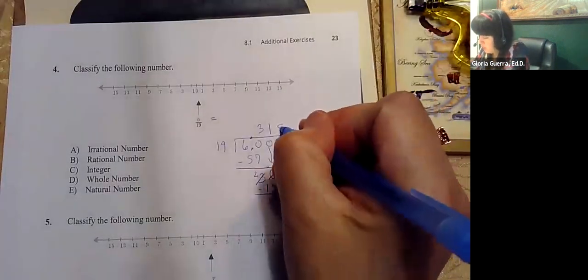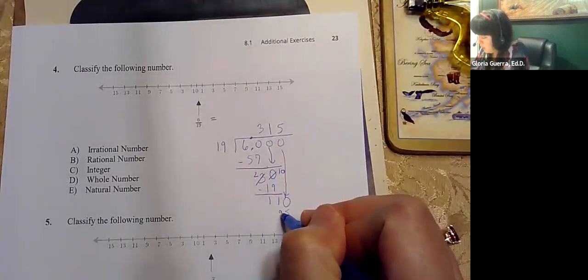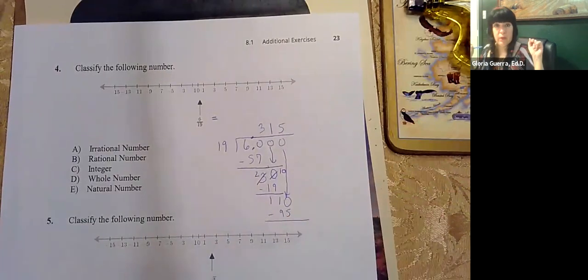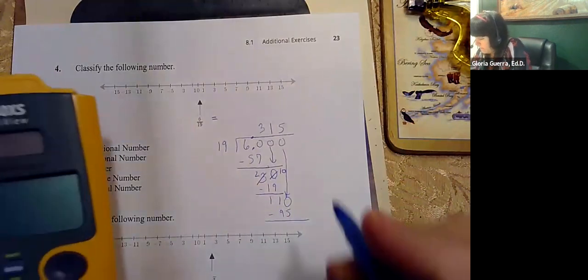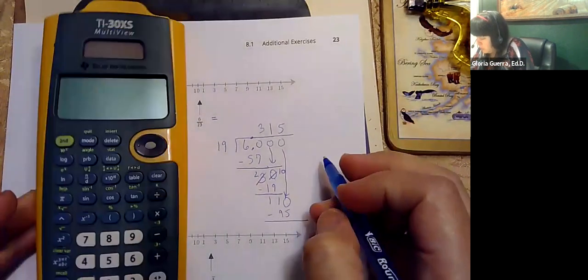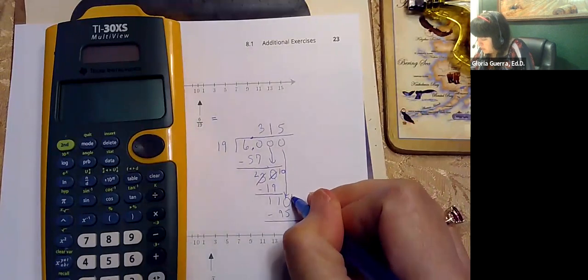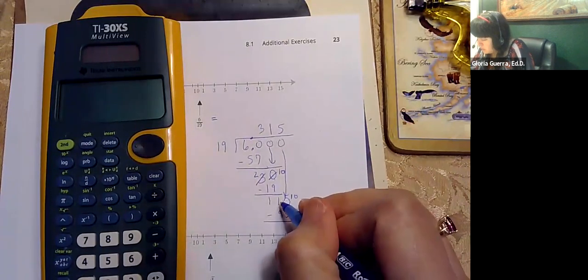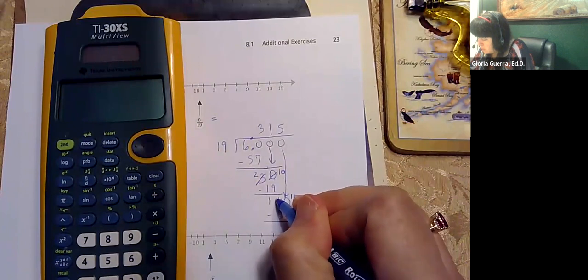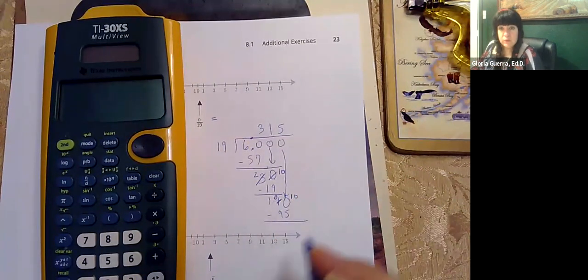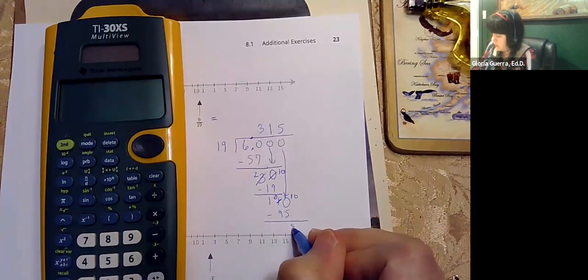19 times 5 is 95. Okay, and then if I do a little subtraction, make this a 10, decrease this 1, make it a 0. So 10 minus 5 is 5.